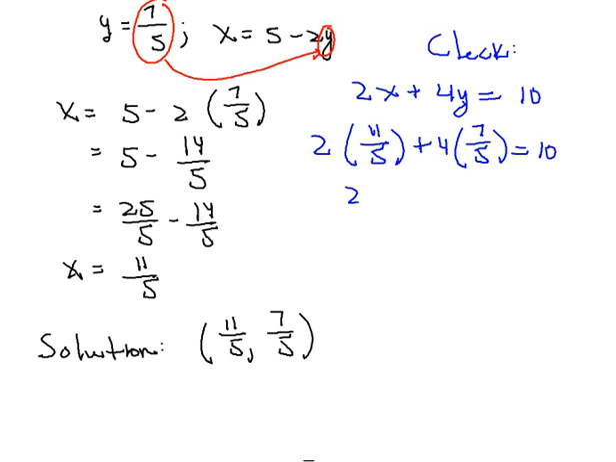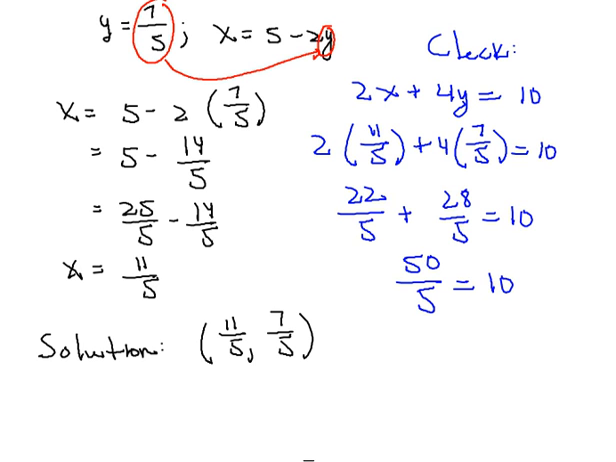So we then have 22 fifths plus 28 fifths, and that will produce 50 over 5, which will simplify to 10. So we've shown that the ordered pair 11 fifths, 7 fifths does indeed check in the first equation, and I'll leave it to you to check in the second equation.